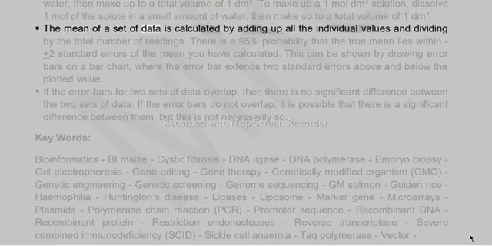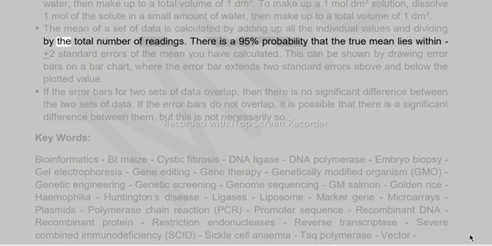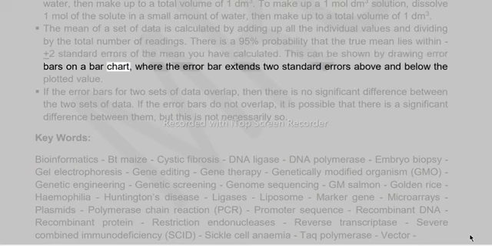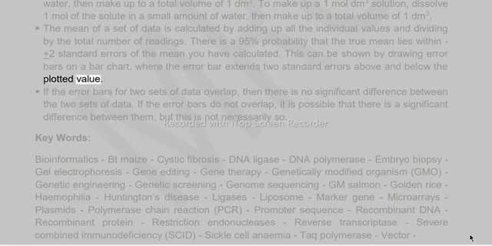The mean of a set of data is calculated by adding up all the individual values and dividing by the total number of readings. There is a 95% probability that the true mean lies within plus or minus 2 standard errors of the mean you have calculated. This can be shown by drawing error bars on a bar chart, where the error bar extends 2 standard errors above and below the plotted value.